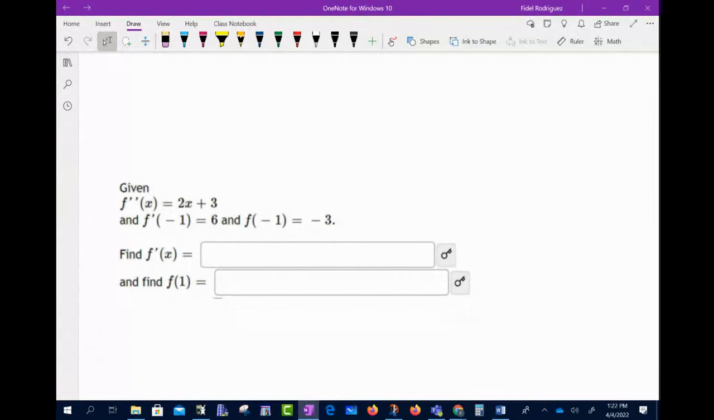Oh yeah, so take a look here, y'all. It says f double prime of x equals 2x plus 3. Look what it's asking me to do. It's asking me to find f prime of x. Okay, we can do this. We're given the second derivative. We want to know what the first derivative would be equal to. So we're going to integrate 2x plus 3 dx, right?